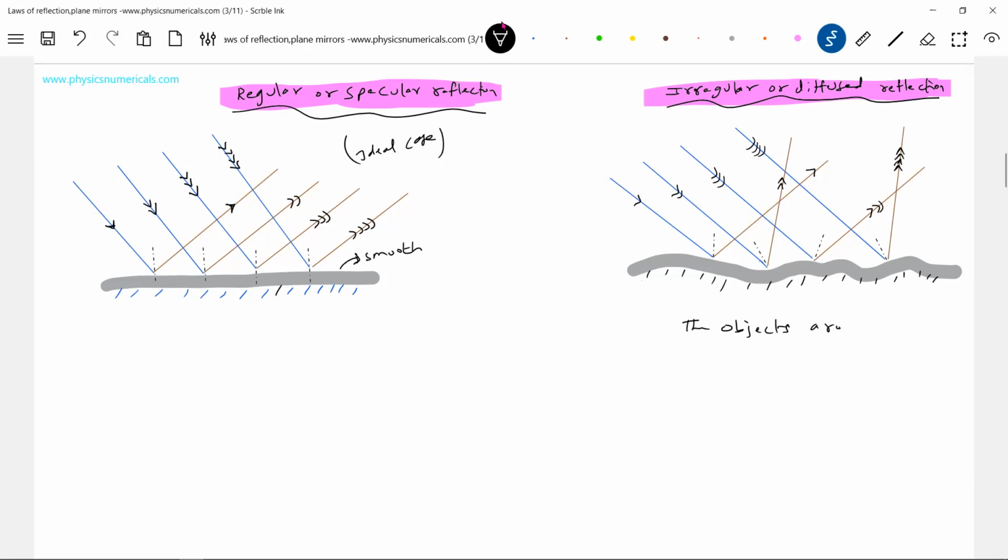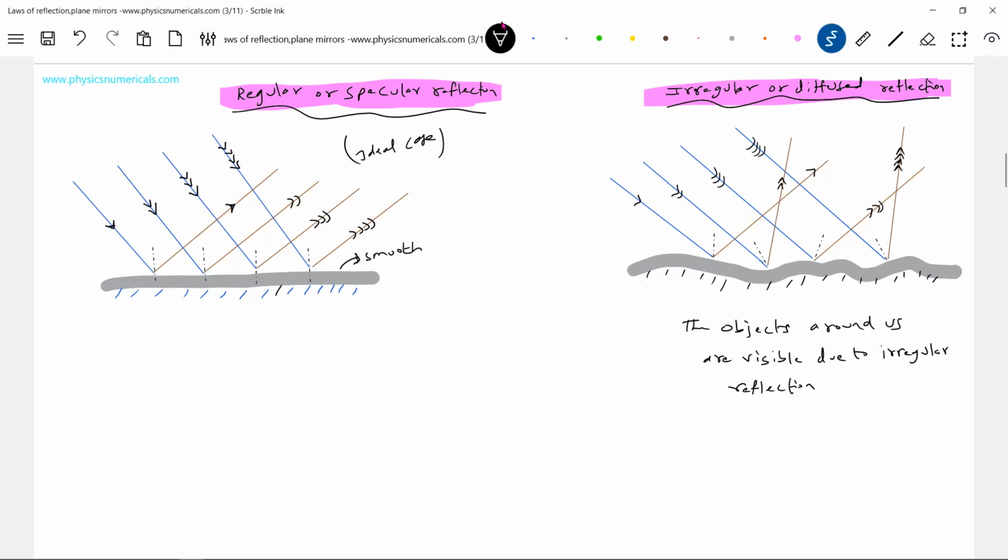The objects around us are visible due to irregular reflection. Now, if it were regular reflection, what happens is, sir, we are not understanding.